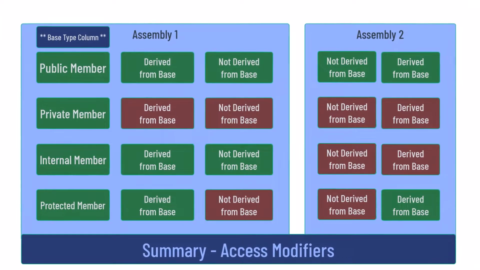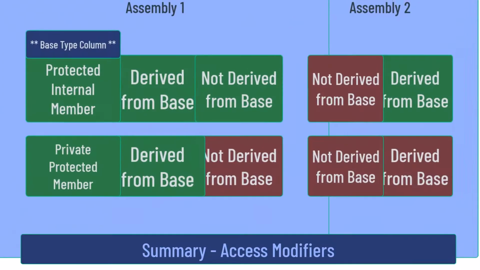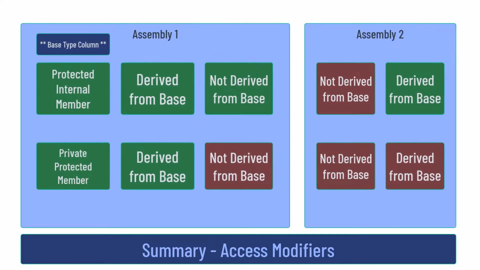Now let's quickly summarize what each access modifier means. Public members can be accessed from anywhere in the application. Private members can be accessed only within the same type. Internal members can be accessed only from the same assembly. Protected members can be accessed only from the derived types. Protected internal members is basically a union of two modifiers, protected and internal. So protected internal members can be accessed from any code within the same assembly, but they can be accessed from outside the assembly only inside the derived types.